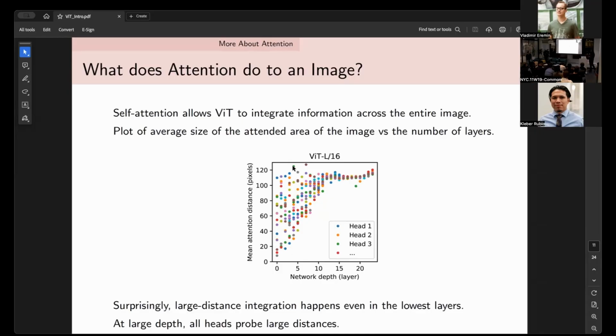So it is not generically true that with increasing depth there is no large distance integration happening in the lowest layers. In fact, there are counterexamples. But what is true, as you can see in this asymptotic part of the graph, is that at large depth, all the heads can probe large distances. So as you increase layers, slowly all the heads will be able to see the global correlation. So these are the pieces. Let me pause for questions.